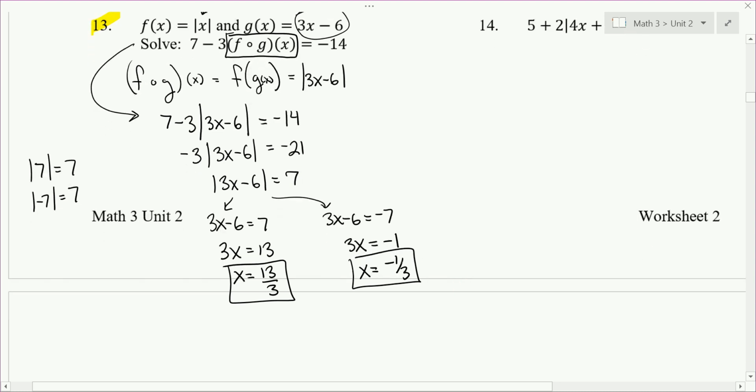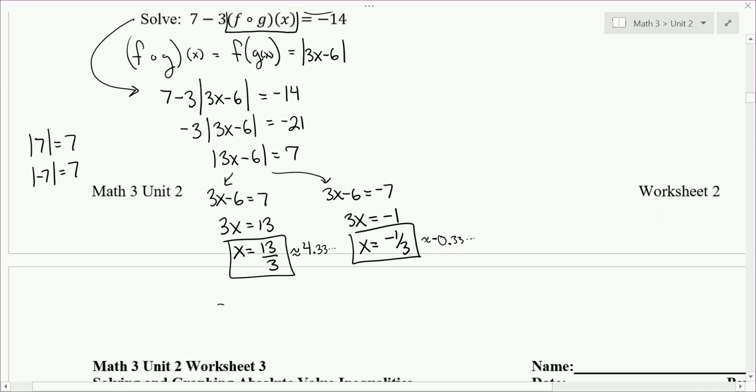If we think of the decimal values of these, 13 over 3 is just rounding. Well, 3 goes into 13 4 times. You have a little left over. You have a third left over, which would be 0.3 repeating, right? Whereas negative 1/3 is negative 0.3 repeating.